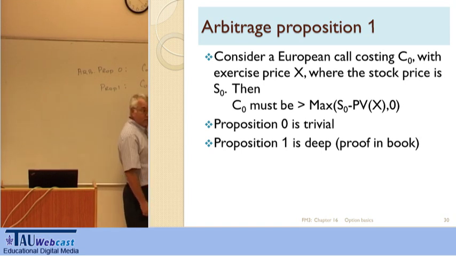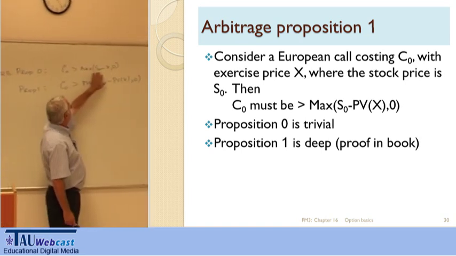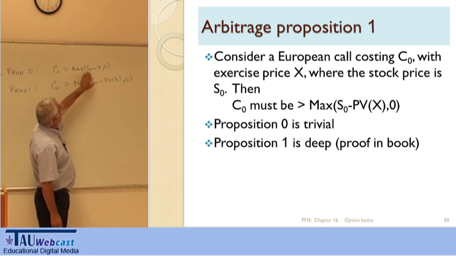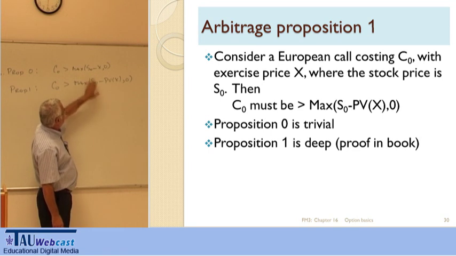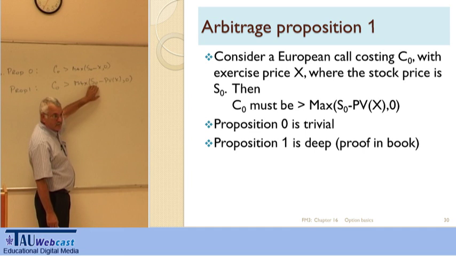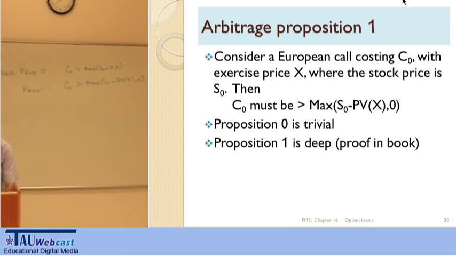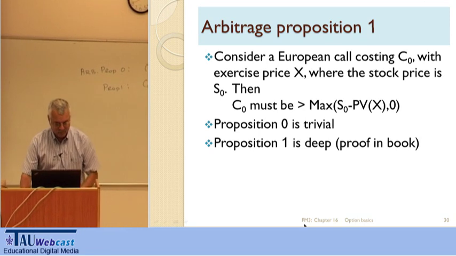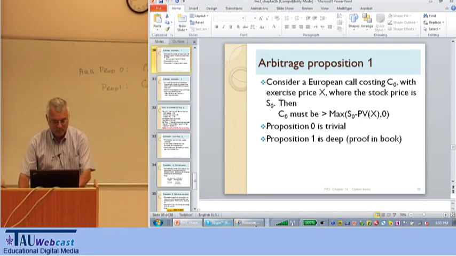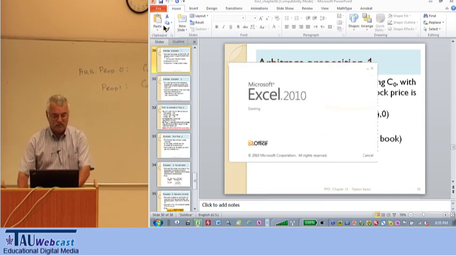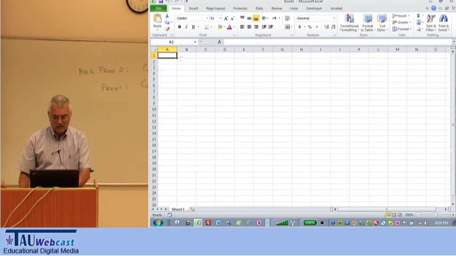One is, and I forgot something, one is that this is less than this. Okay? Let's set this up in Excel for a second. I'll show you. Present value is lower. Present value is lower. Right.